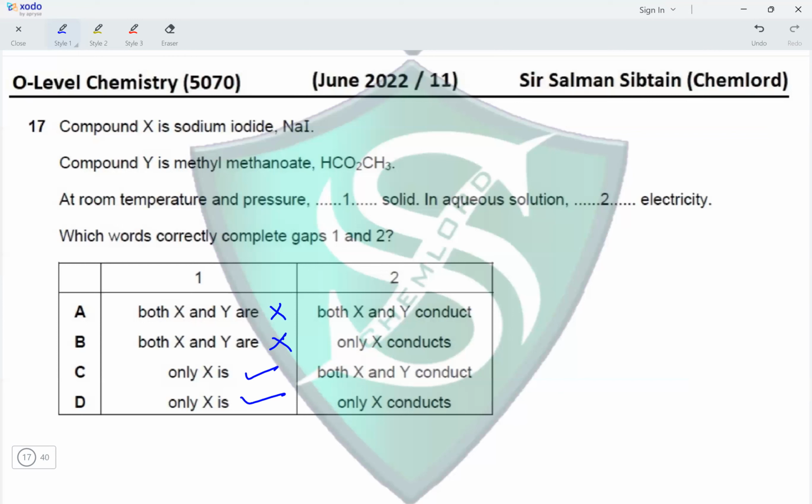Now, in aqueous solution, dash electricity. So we have both X and Y conduct electricity. Esters are not known to conduct electricity. So this option is incorrect. Only X conducts electricity. Sodium iodide is an ionic salt and in solution ionic salts do conduct electricity. So this makes option D the correct option for this question.